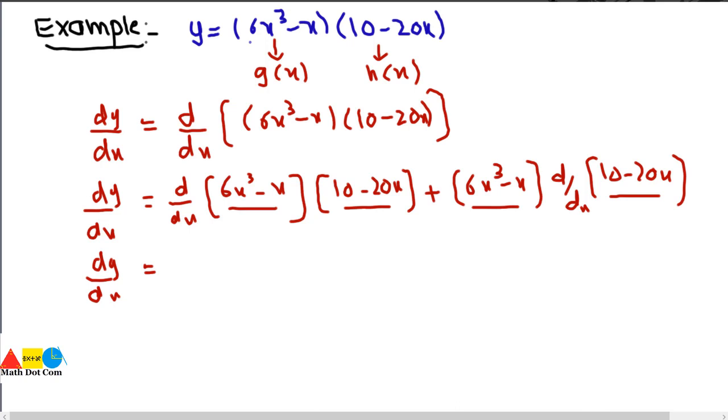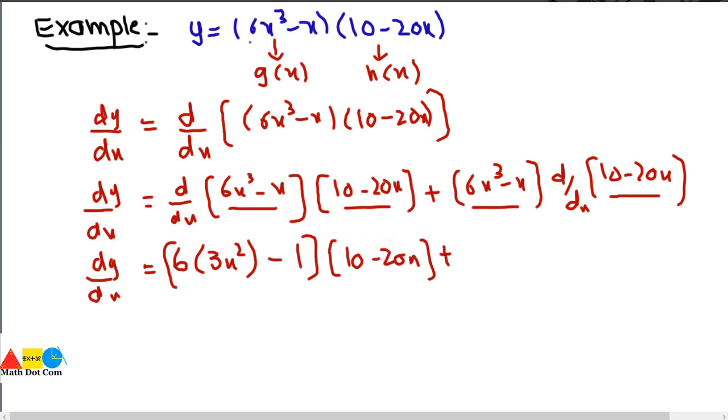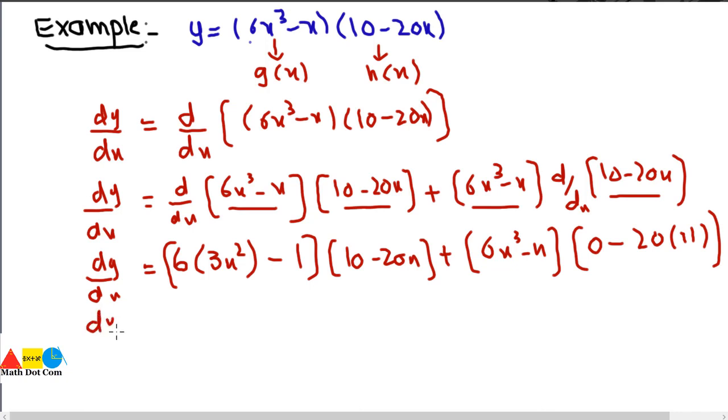So dy by dx of 6x cube minus x, as we will have to use the power rule, the derivative will be, we move the 6 out, and the derivative of x cube will be 3x square by using the power rule, minus the derivative of x, which is 1. So this is the derivative of g of x. Then this second function will be as it is, plus this function will also be as it is, and we have to find the derivative of 10 minus 20x. 10 is a constant, so it will be 0, minus 20x, 20 will come out, and the derivative of x is 1.